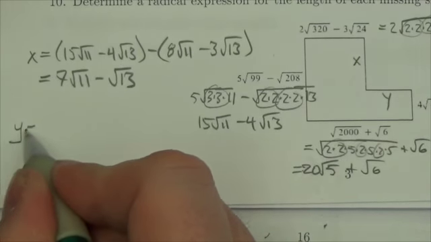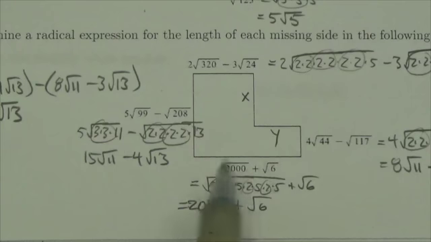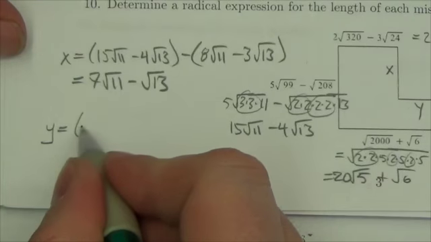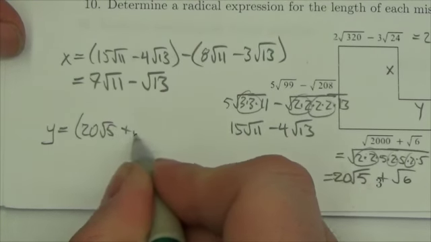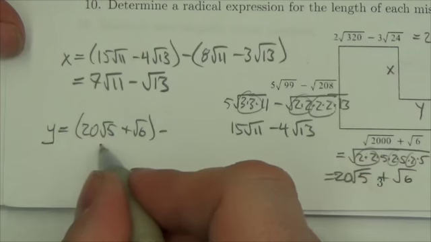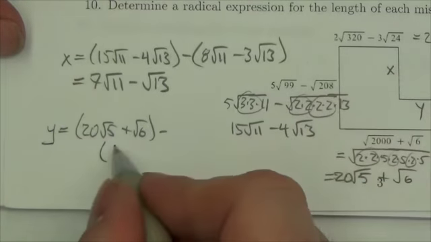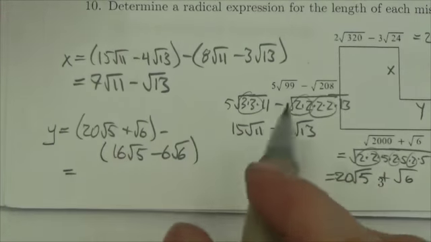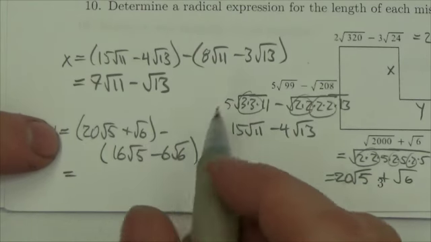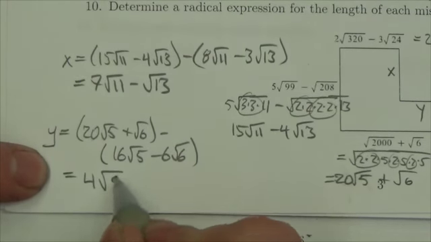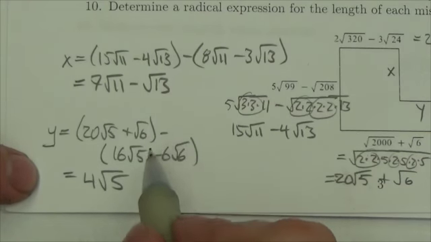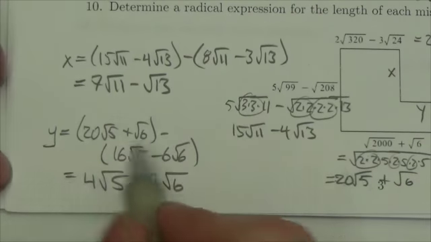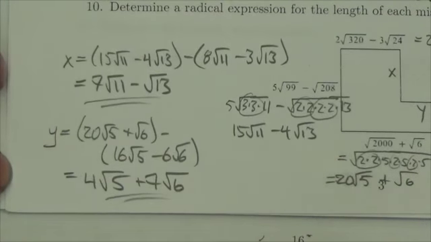Side y is going to be this side minus this side. So that will be 20 root 5 plus root 6 minus, and I'll write it underneath here so we don't get confused, 16 root 5 minus 6 root 6. So 20 root 5's minus 16 root 5's is 4 root 5, and root 6 minus negative 6 root 6 is going to be plus 7 root 6. And so here are the 2 sides that we were looking for.